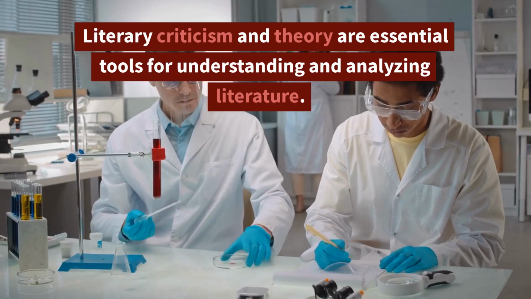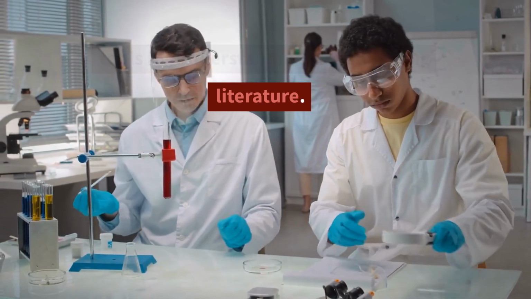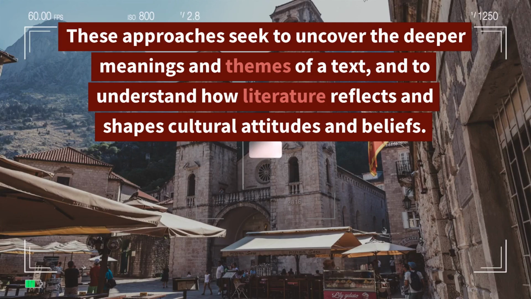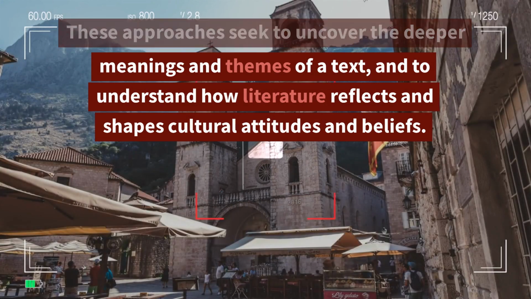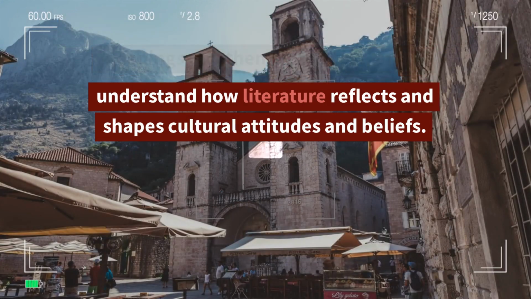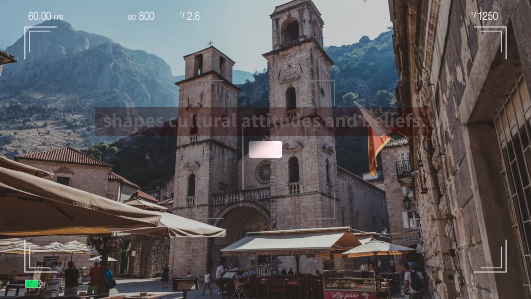Literary criticism and theory are essential tools for understanding and analyzing literature. These approaches seek to uncover the deeper meanings and themes of a text, and to understand how literature reflects and shapes cultural attitudes and beliefs.